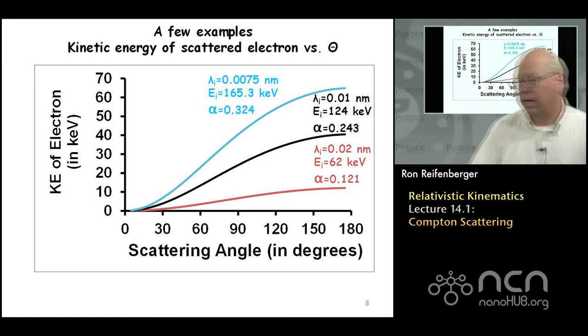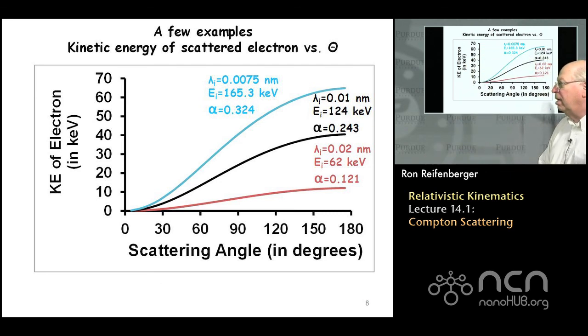Just a few examples. I just do some calculations using that formula. The calculations are done for three different photon energies. The results aren't terribly interesting other than in a qualitative sense, to show you what's going on. So what I do is I consider incident photons with wavelengths of 0.02 nanometers, 0.01 nanometers, and 7.5 picometers up here. The corresponding energy of those incident photons is about 165 keV, 124 keV, and 62 keV. And I just plot the kinetic energy of the electron in keV versus the scattering angle.